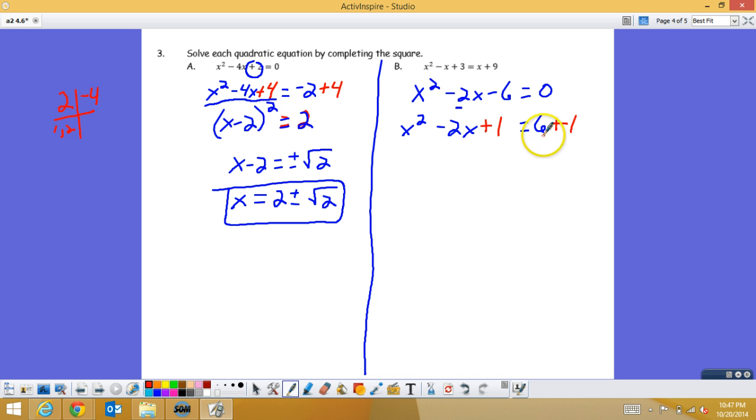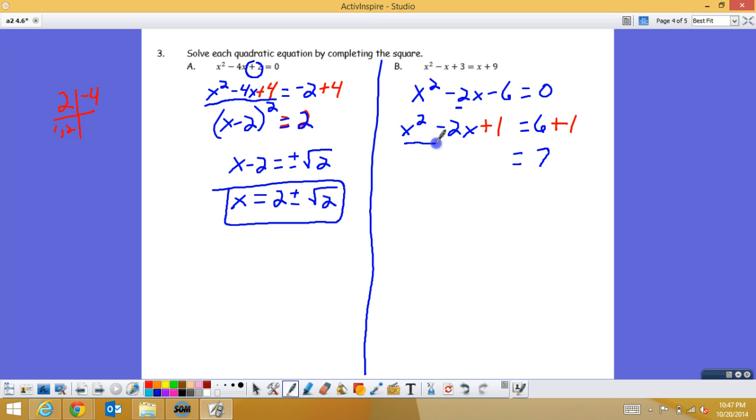Now, pay close attention. You just can't add 1 out of the blue here. But you just can't add 1 to one side and not the other. You have to add the same thing to both sides. So, on the right side, I'm left with 7.